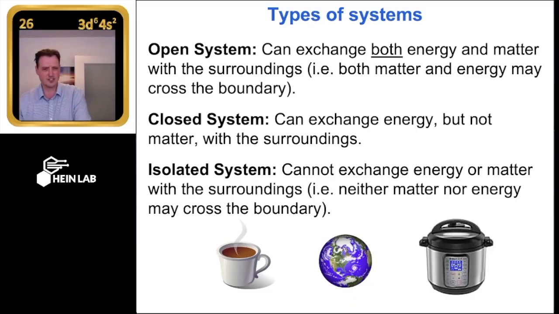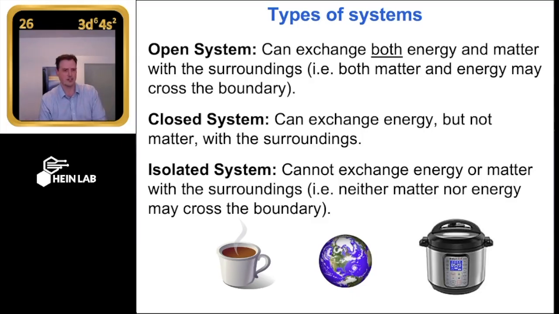The last one, super easy, are isolated systems. These are things where neither heat or energy and matter can cross the boundary. They're completely cut off from their surroundings. These are really easy to describe inside because we're not losing anything. We have complete mass and energy balance where all the energy inside this isolated system stays inside there and all of the matter stays inside there.